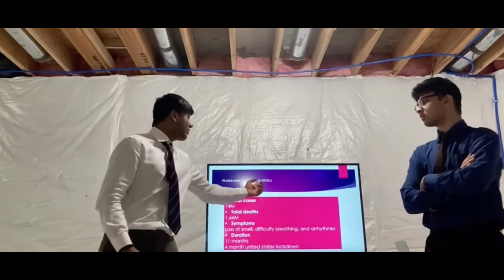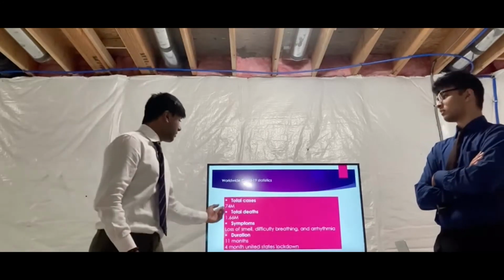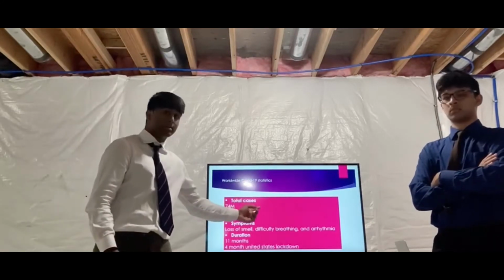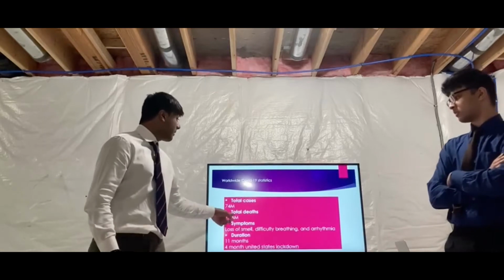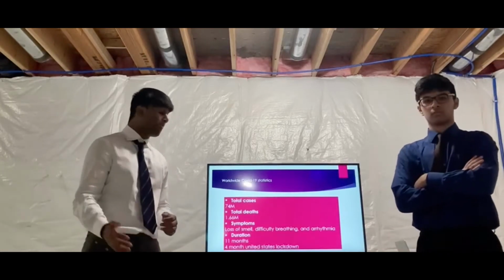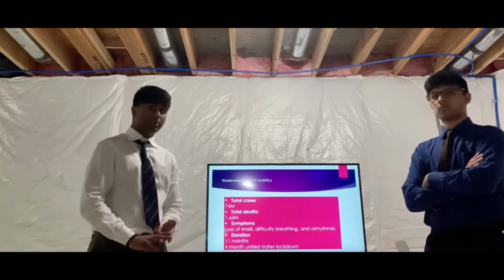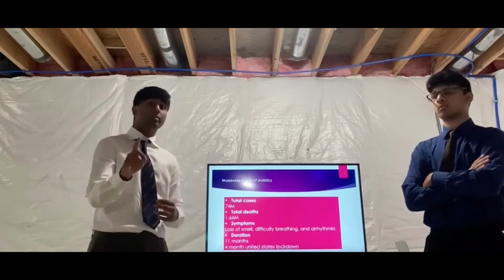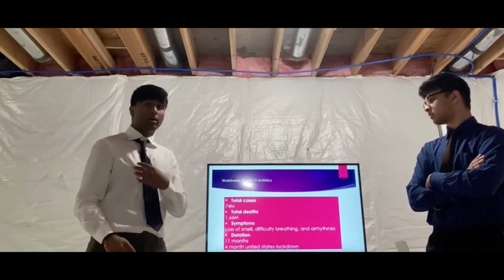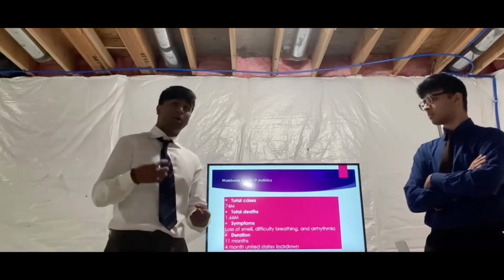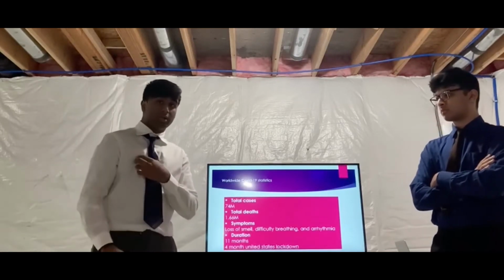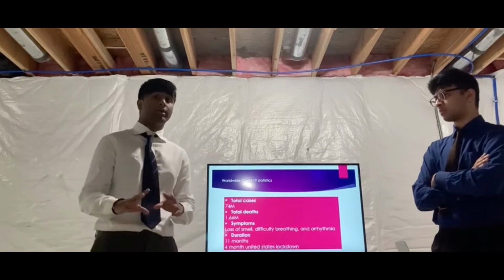Some worldwide COVID-19 statistics are 74 million total cases and 1.6 million total deaths. Some symptoms of COVID are loss of smell, difficulty breathing, and arrhythmia. Arrhythmia is an irregularity in your heart. Your heartbeat could be faster or slower with arrhythmia, and this could be very, very dangerous for you.